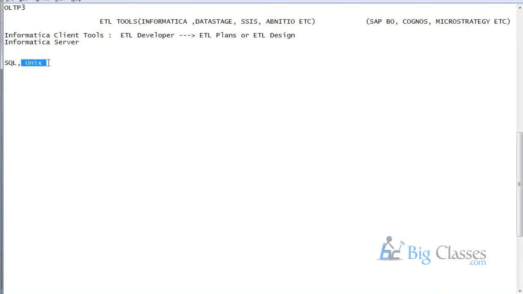So we have different sources: flat files, CSV, tables, COBOL files, and XML files. We are going to take an example of each source.